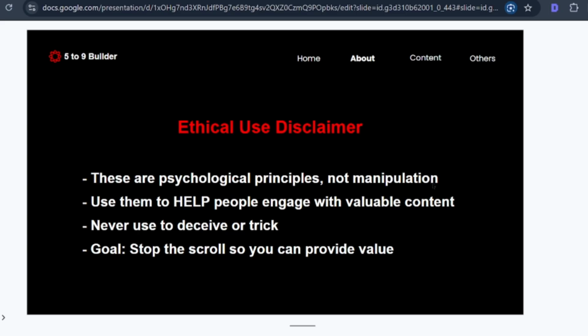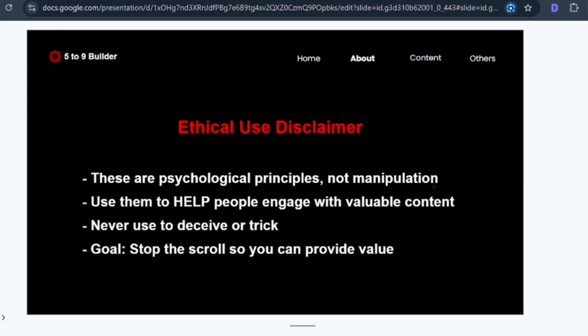Before we continue, let me put an ethical user disclaimer here. Okay, now this particular part of the training that I'm giving you is for educational purposes. I am not telling you to go and use it to manipulate anybody. Okay, so these are psychological principles, not manipulation. Use them to help people engage with valuable content, never to deceive or trick. The goal is to stop scrolling so that they can get value, or you can provide value to them. Okay, so what I'm trying to tell you is that whatever you are going to learn in this dark psychology here is not for you to go and use to manipulate anybody. No, because it works. That is why I am putting this disclaimer here.